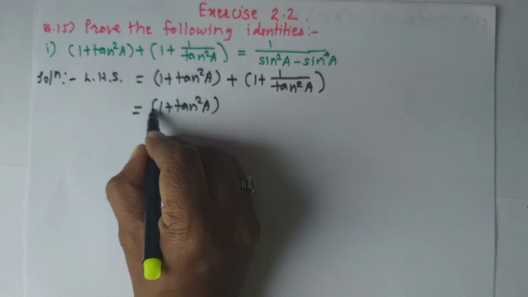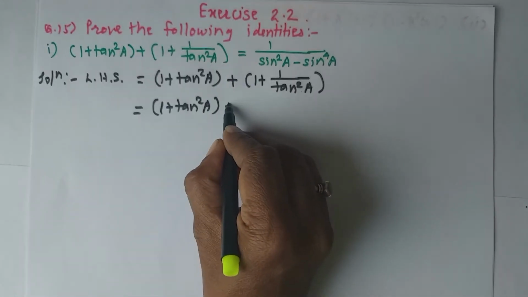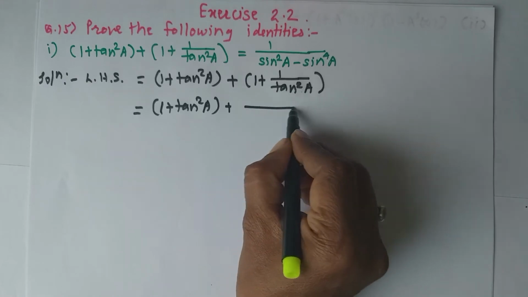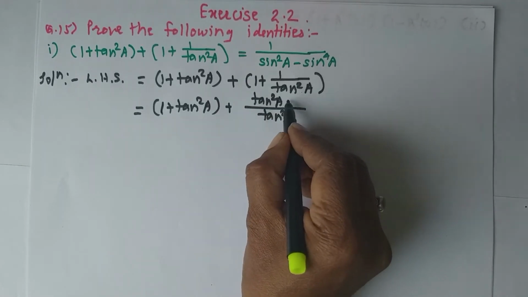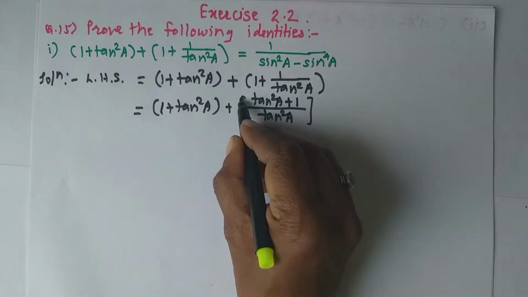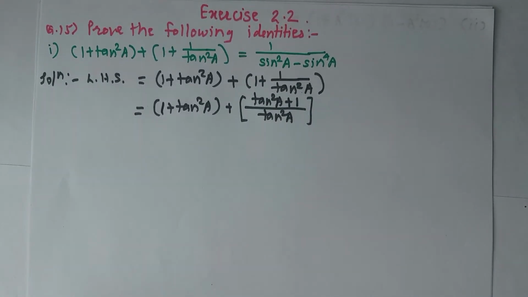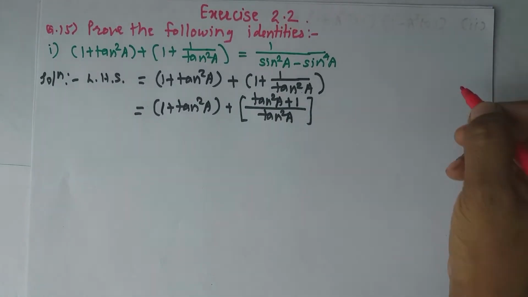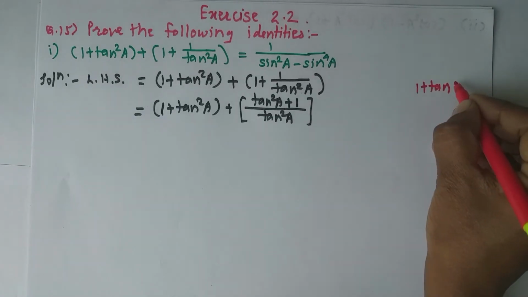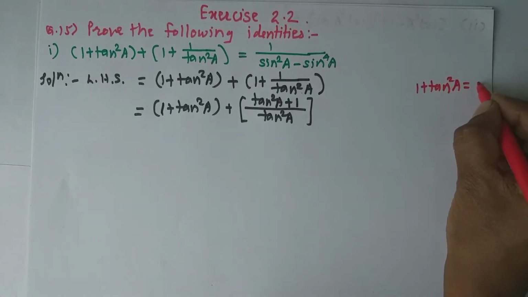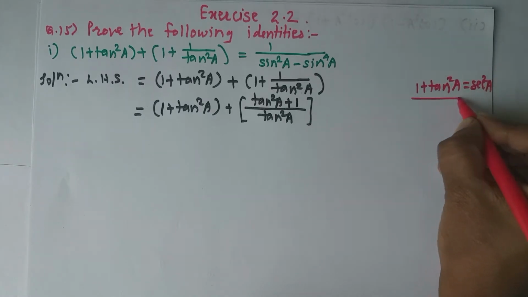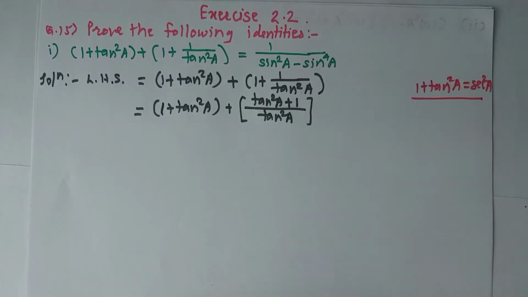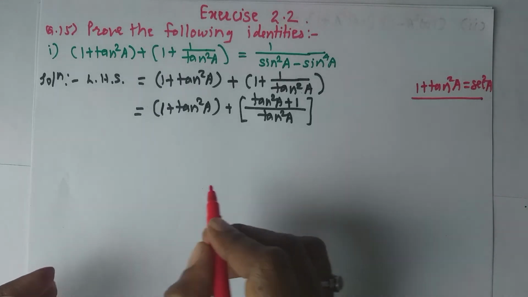Now keep the first term as it is, and for the second term take the LCM, tan square a, and this will be tan square a plus 1. Now you know the identity which we have studied in our previous lecture: 1 plus tan square a is sec square a. We will keep the value of 1 plus tan square a as sec square a in this equation.